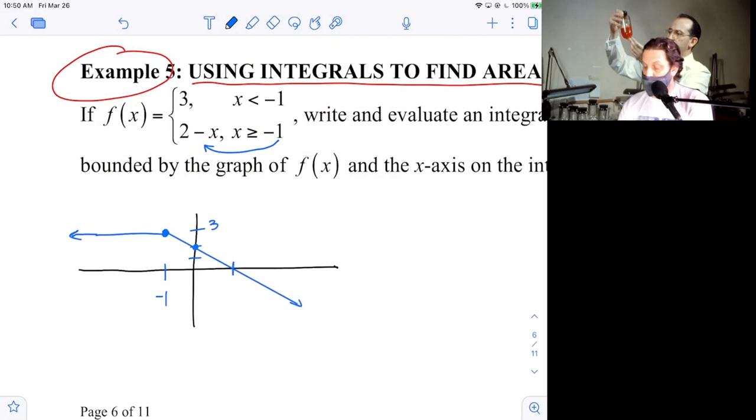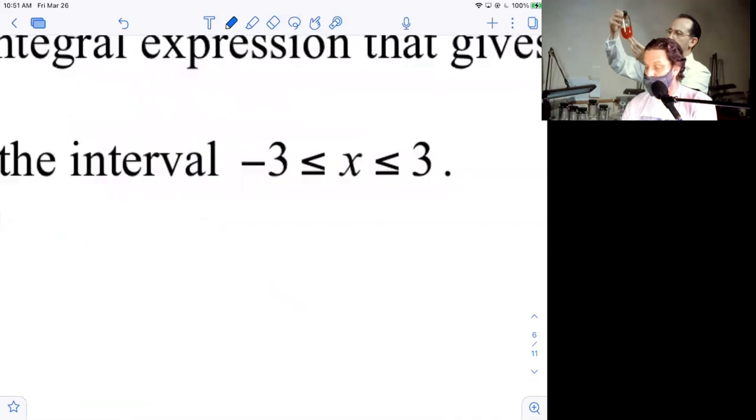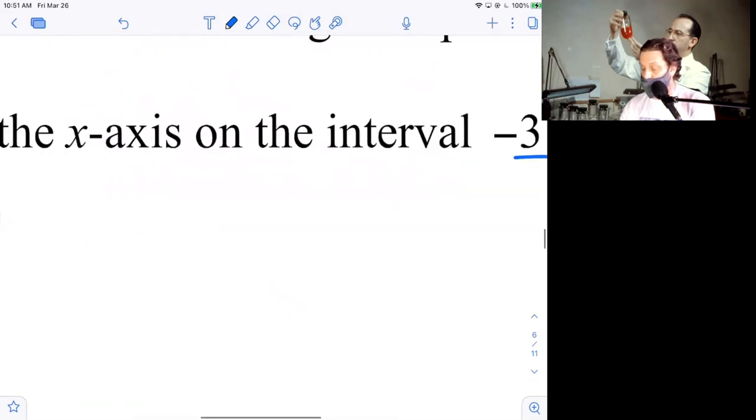And now we can figure out the x-intercept here. The x-intercept is going to be 2. You can tell by setting that equal to 0. All right, so there's kind of what the graph looks like. It's continuous, but not differentiable, right? It's continuous for all real numbers, but it's not differentiable at -1. There's a sharp turn. All right, so now we're going from -3 to 3.